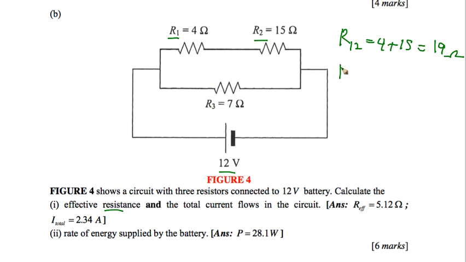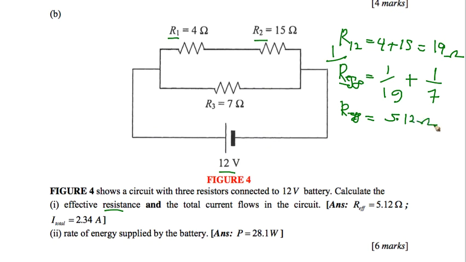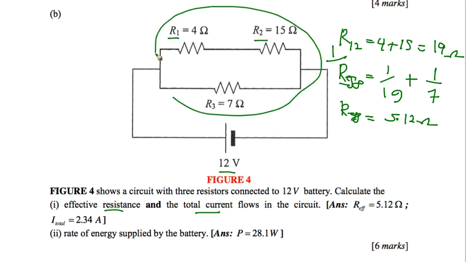So meaning the total effective resistance here is 1 over the combination of R1 and R2, which is 19, and R3 is 7. So if you calculate the value of the R effective, or total resistance, here it is 5.12 ohm. And the total current flow, now you have calculated the total or effective resistance of the circuit.